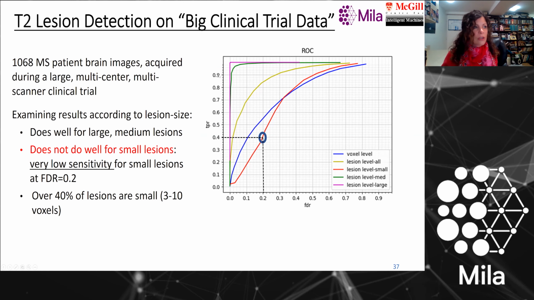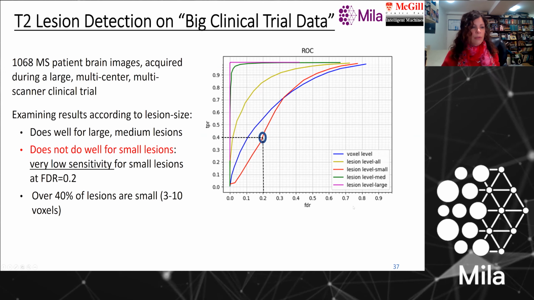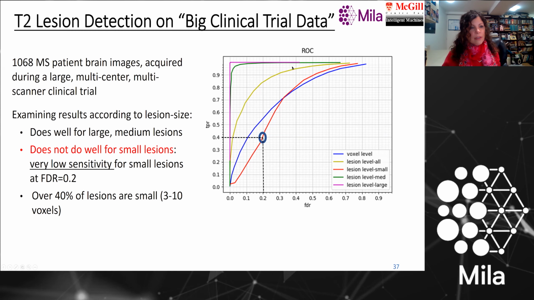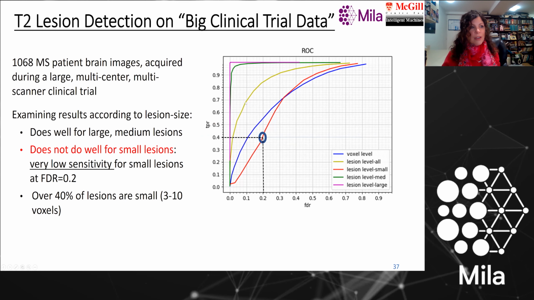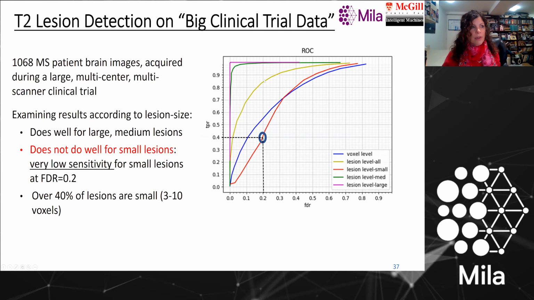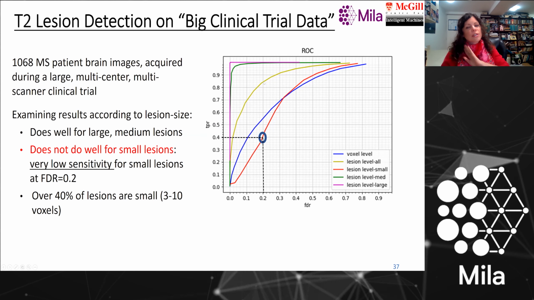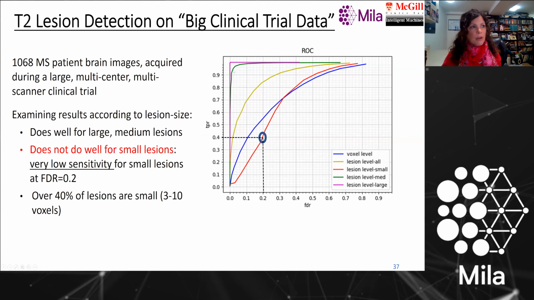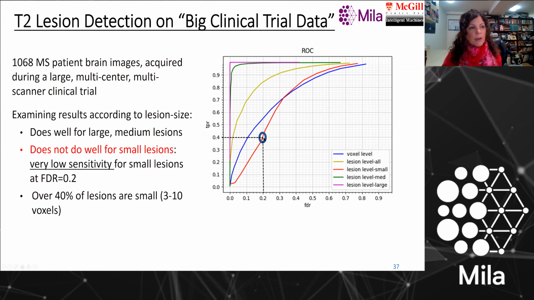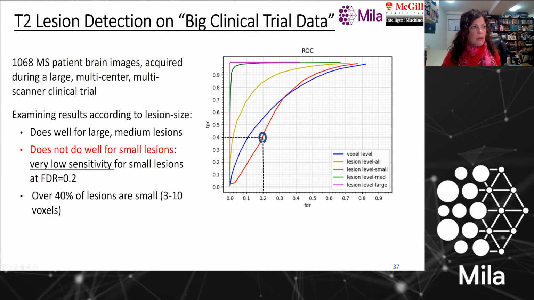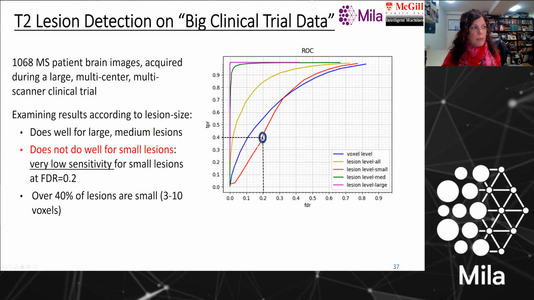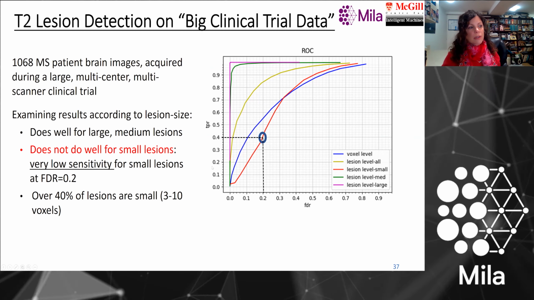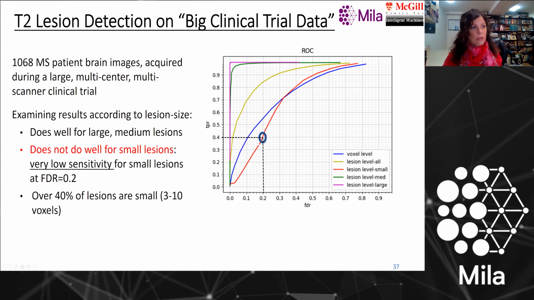If you actually look at the results here, this is true positive rate over false detection rate. In green here, you can see the lesion level results, which are actually pretty good at a 0.2 false detection rate. We're way up here. But if you look at it according to lesion size, you can see that up here are the medium and large lesions, but down here is where the small lesions are. So in fact, it's not very sensitive to small lesions. And that's, again, a problem in a lot of these trials, where a lot of the lesions are quite small, 3 to 10 voxels in size.